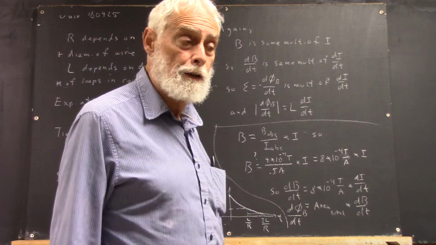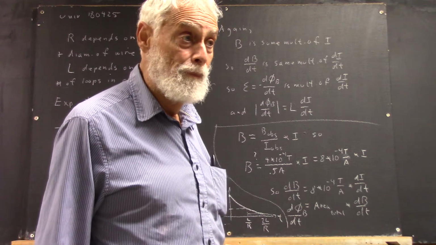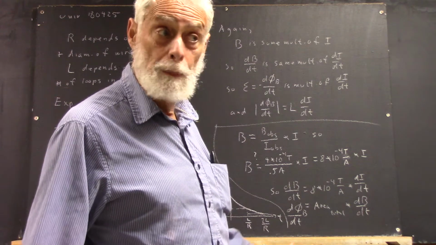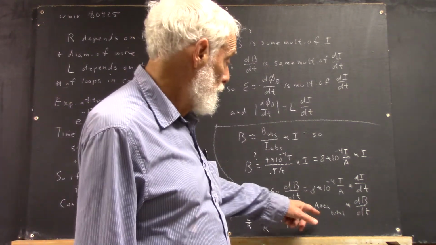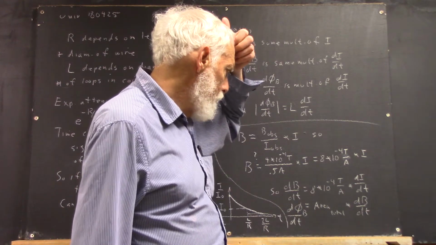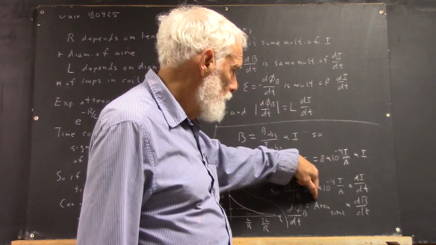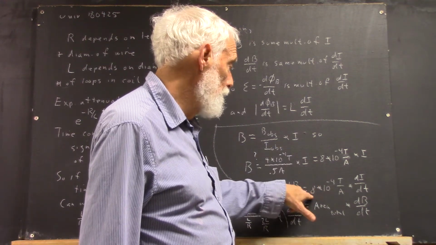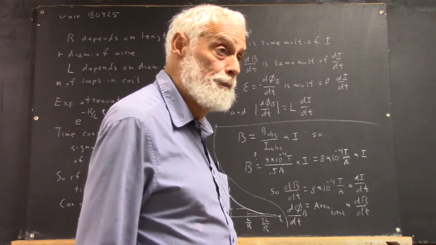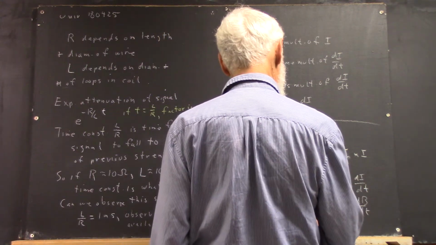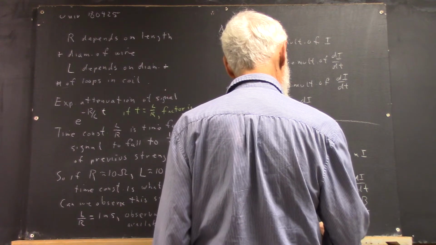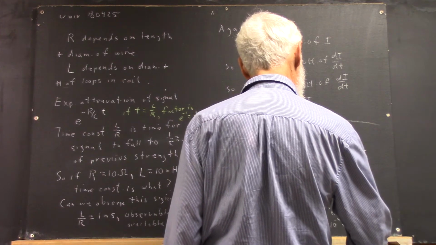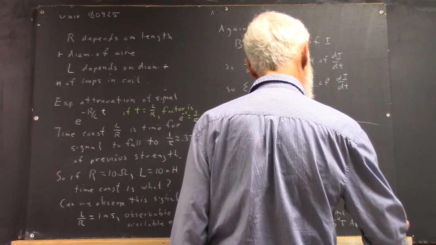Each loop has an area of a few square centimeters, right? And a square centimeter is a 10,000th of a square meter, right? So we can get a pretty good idea of the total area. And of course, that's the total area times this times dI/dt, right? So that equals this.